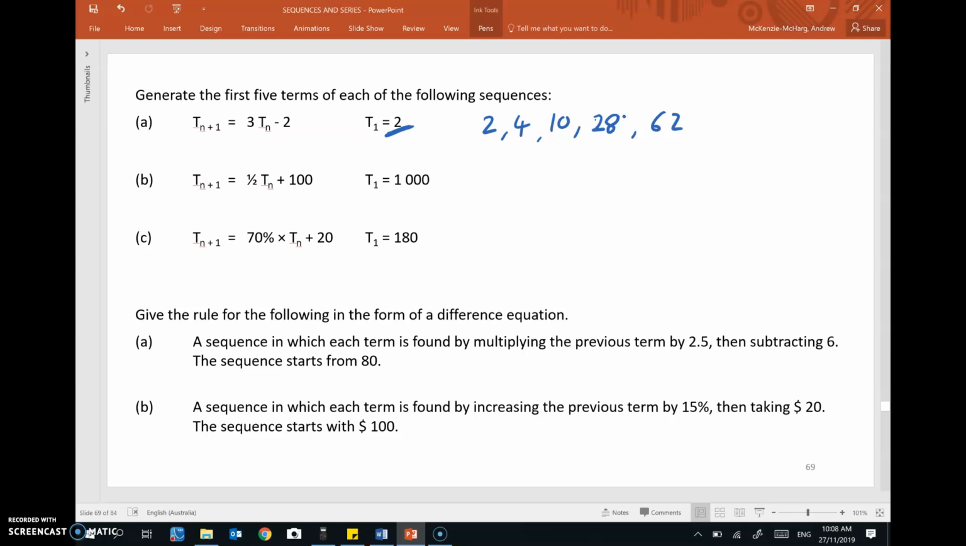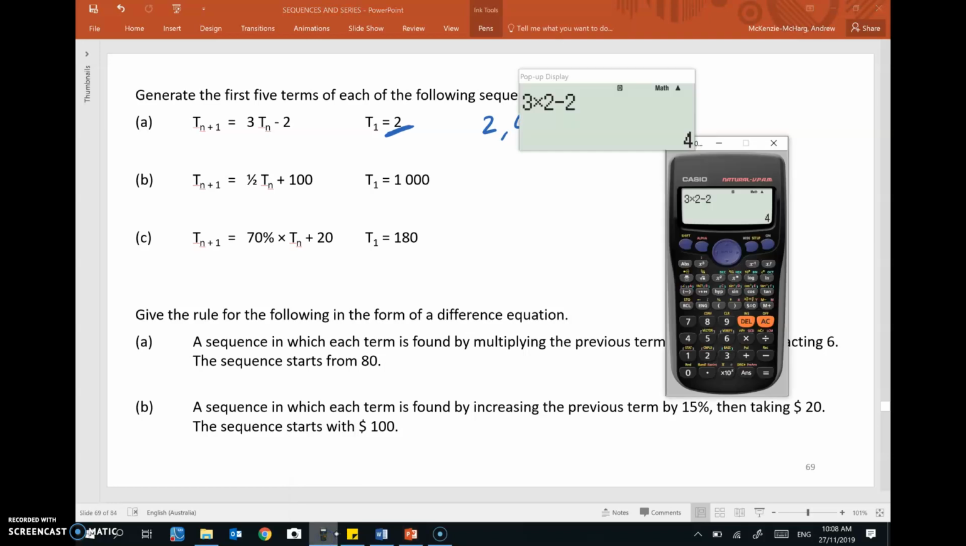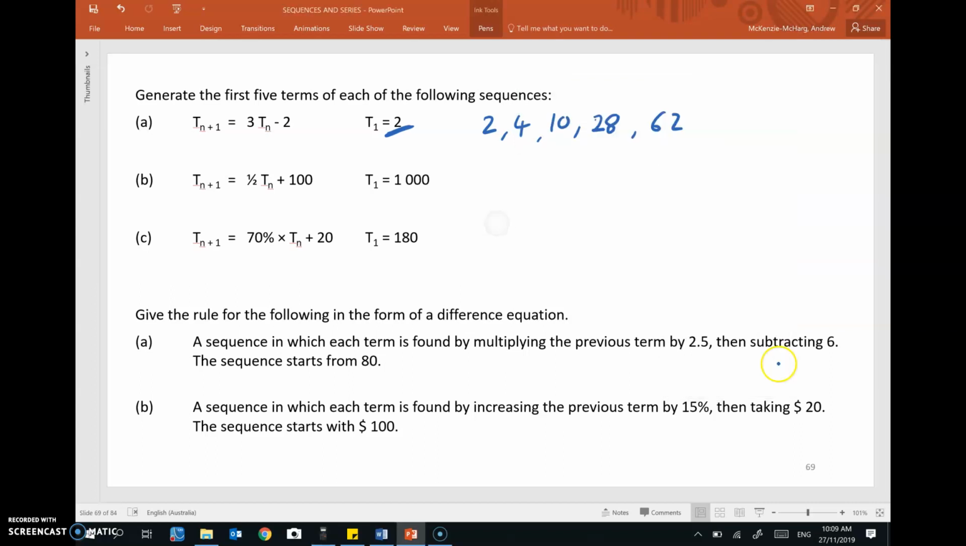Okay. Next one here, so we're going to multiply by a half and then add 100. So 0.5 times the first term in the sequence, 1,000, plus 100 gives us 600. So we start with 1000, then 600, and if you've done it correctly, this should be the rest of the sequence.